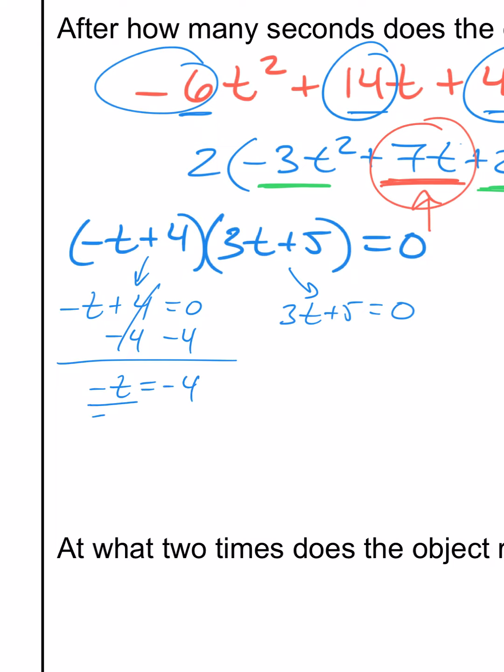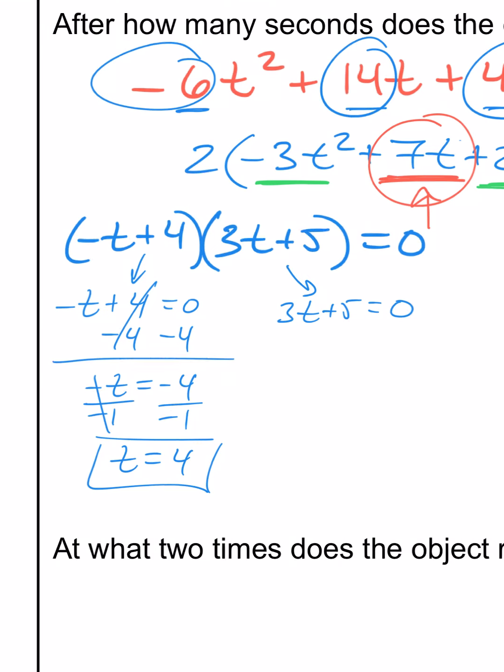Okay, we can divide by negative 1 because there's a negative 1 in front. Okay, t equals 4 seconds.